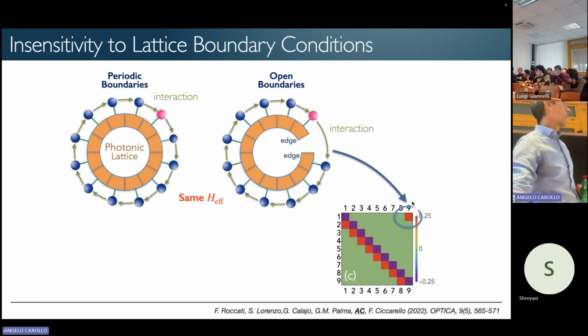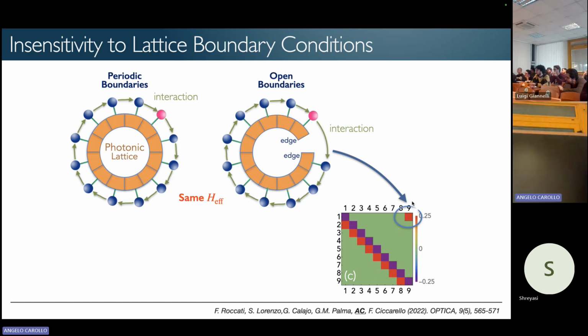But what about the open boundary conditions and the insensitivity to the boundary conditions? As I said before, if you have an excitation here, this excitation travels only in one direction. And that's fine as long as you have a photonic lattice which is periodic. But if your photonic lattice is broken here, the counterintuitive effect is that this excitation emitted here doesn't care and goes into this one. So it's somewhat insensitive to the fact that there is a gap here.